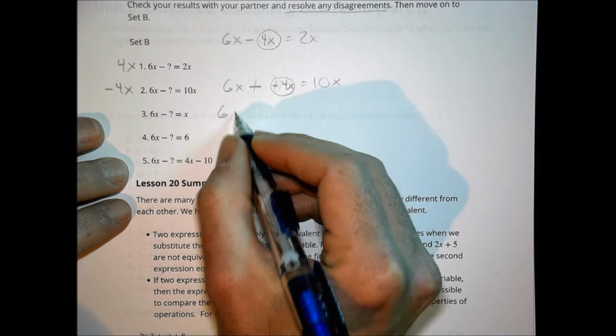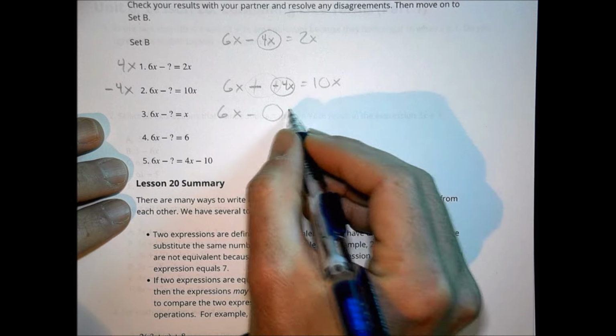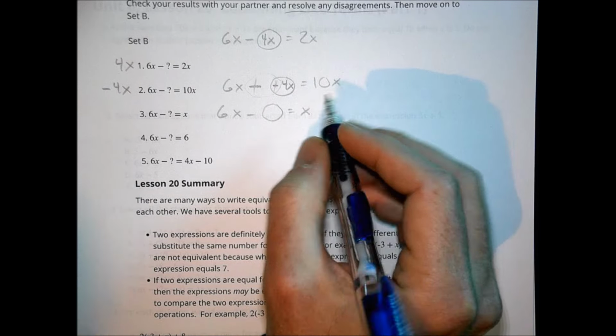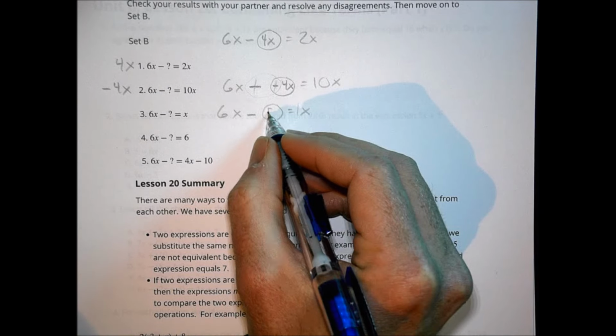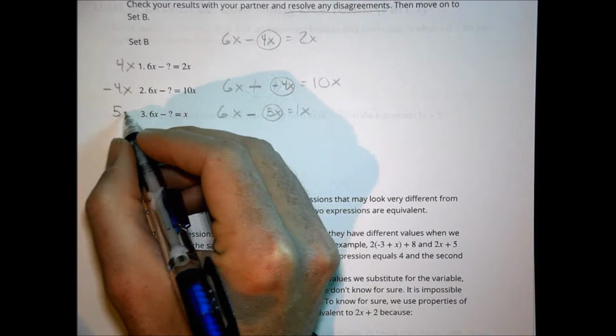And the next one, 6x minus something, is going to leave you with just an x. So that's a 1x that is left there. So what do I have to take away from 6 to get to 1? We would say 5x. That works there.